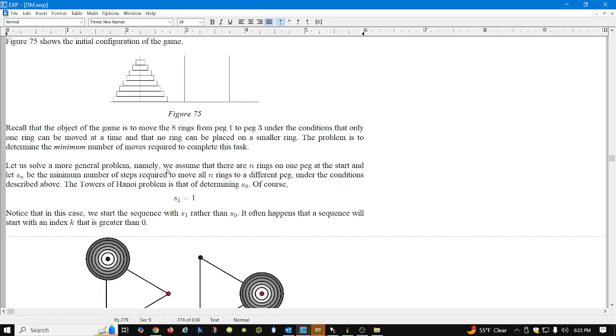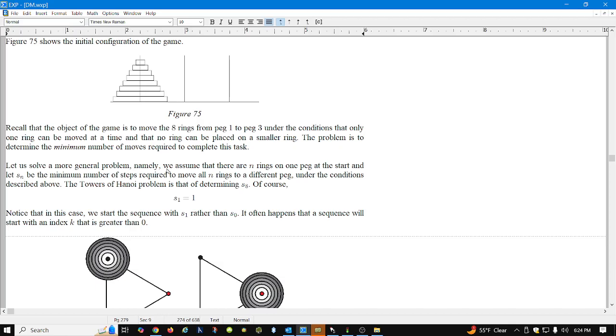Now, our solution is going to work equally well for any number of rings. So let's assume there are n rings on 1 peg at the start, and let Sn be the minimum number of steps required to move all those n rings to a different peg.